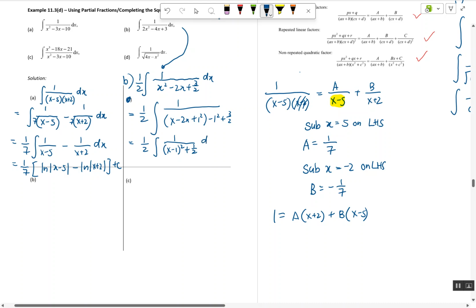Okay, so you must make it in the form of x squared plus a squared. This is half the integral of 1 over (x minus 1) squared plus (1 over root 2) squared, dx. Now you look at your formula sheet.